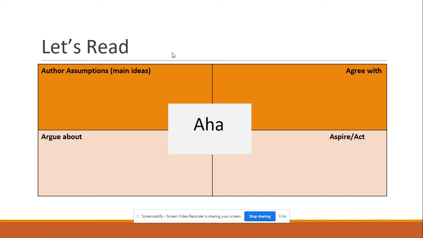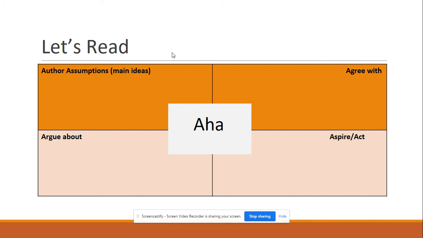All right, so I'm here on Let's Read. This is one part of the RR, part of the assignment, where you can write about the other assumptions or main ideas that you found in the article. Did you agree? What did you agree with? What did you argue about if you don't agree with something in the article?